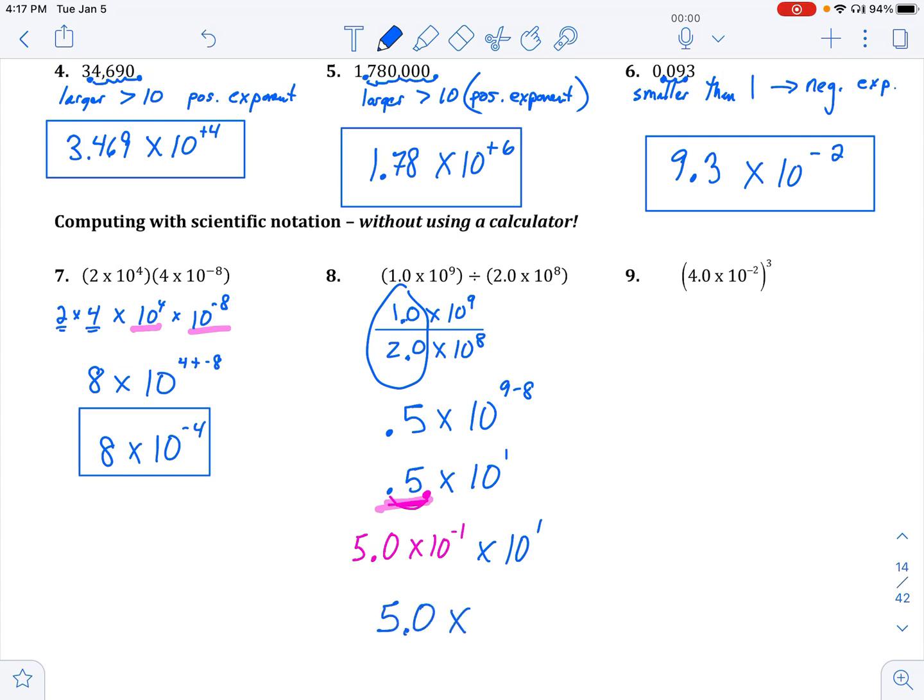If I combine these bases of 10 and add those exponents, I would end up with 10 to the 0. And if you would like, you could write it like that, or the final answer here would just be 5.